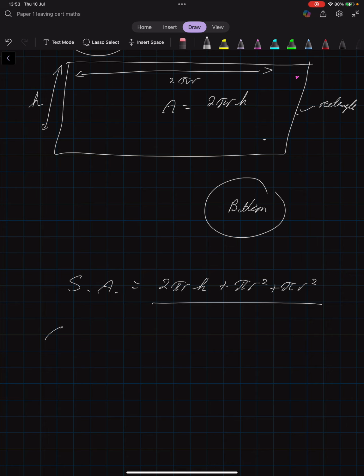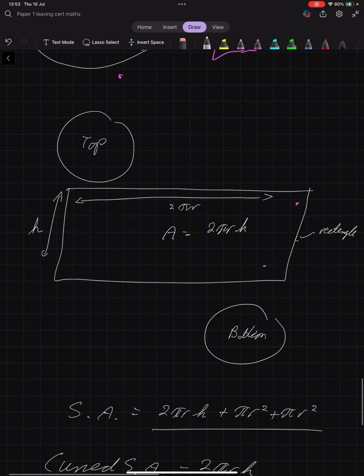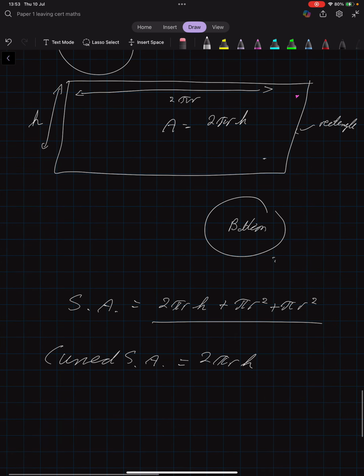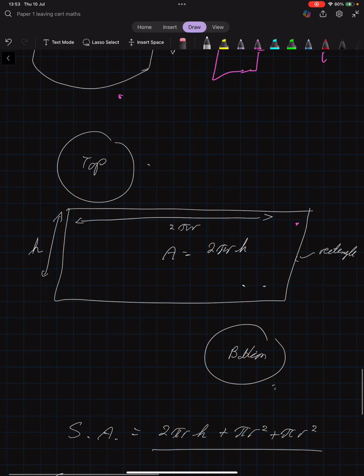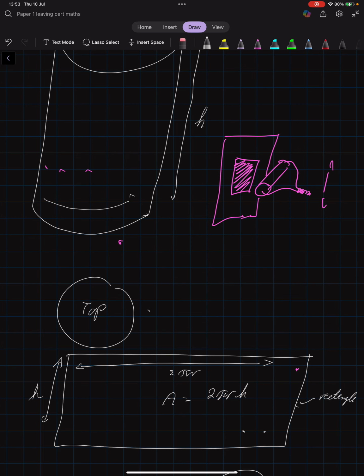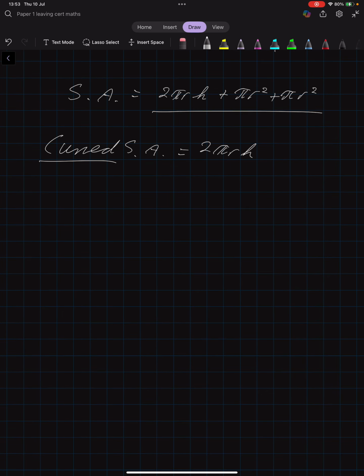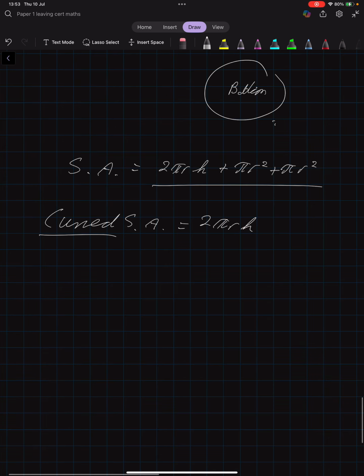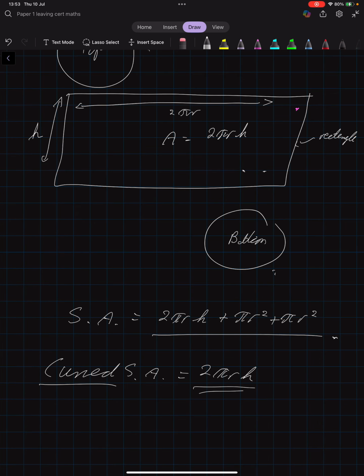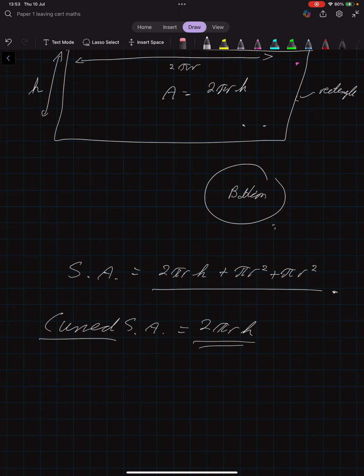Now be careful, because the curved surface area is only equal to 2 pi r h. Why? Because the top and the bottom are both flat. They're not curved. The only thing that's curved is this bit here. So that's one thing to be careful of, because in the log tables it only gives you the curved surface area. It will tell you that the curved surface area of a cylinder is this. It won't give you the total up here. So if you're asked for the surface area in an exam, they're looking for this, with the top and the bottom included.